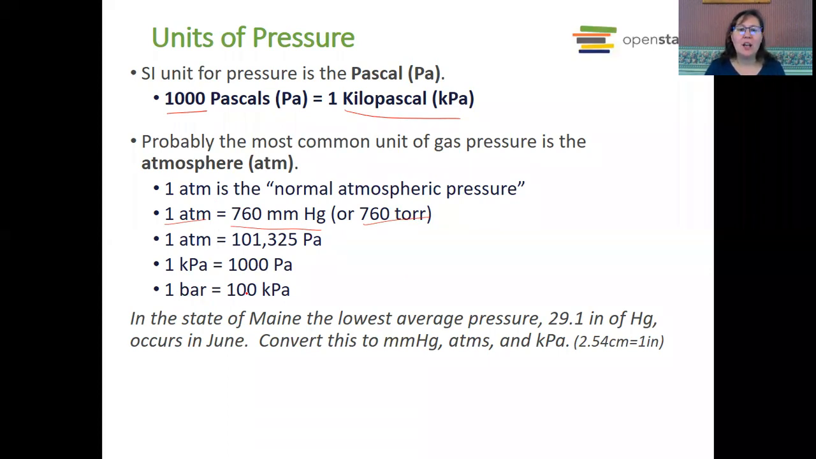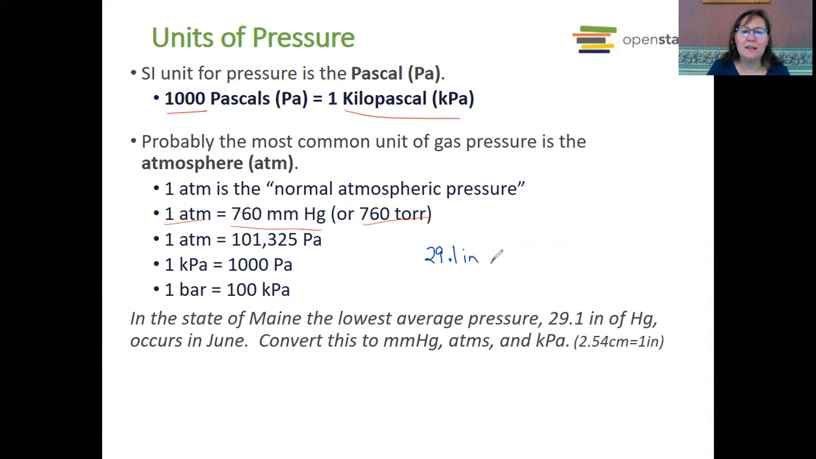Okay, so let's use a little bit of review time here. This is in the state of Maine. The lowest average pressure, 29.1 inches of mercury, occurs in June. Convert this to millimeters of mercury, atmospheres, and kilopascals. It tells us, just to review, that there's 2.54 centimeters in 1 inch. So before we do any conversions, the first thing we need to do is get rid of these inches here.